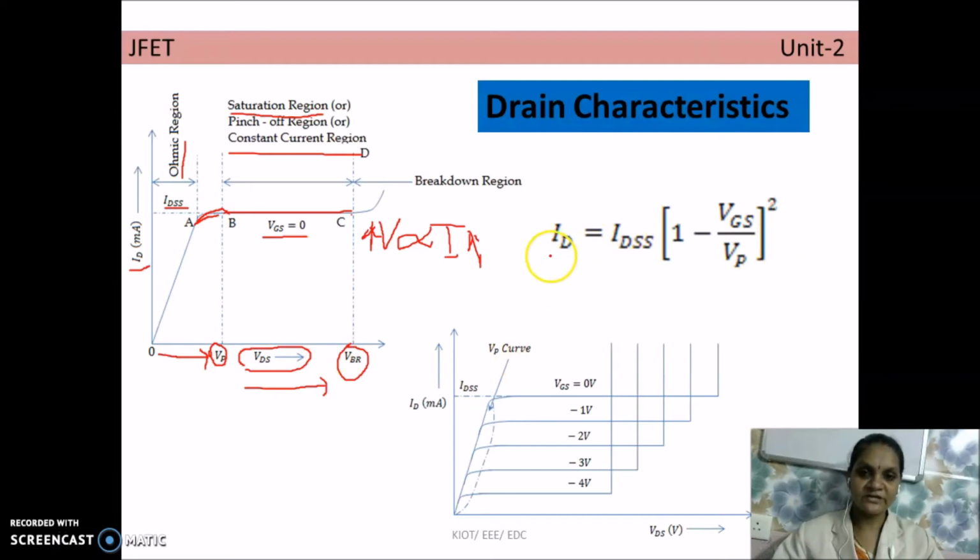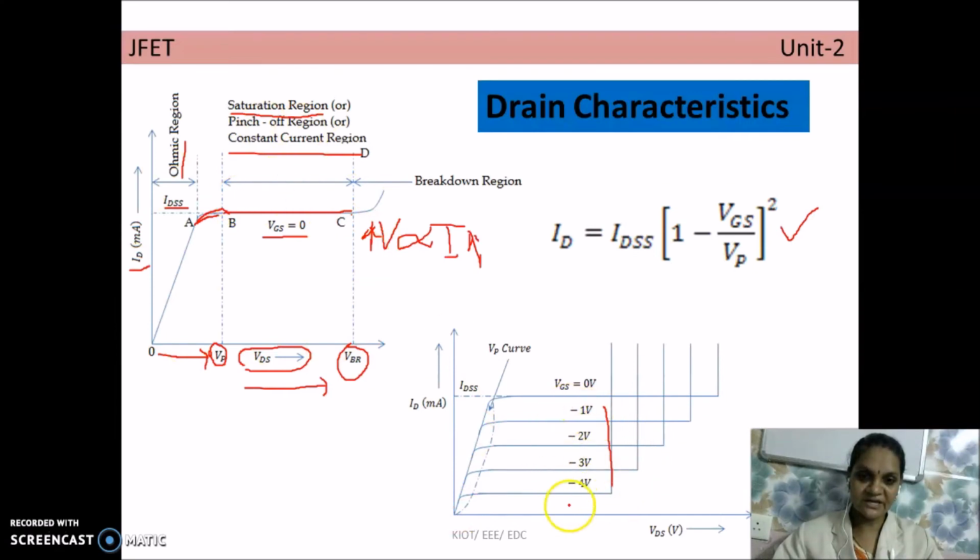This was found out experimentally. So ID equal to IDSS into 1 minus VGS by VP whole square. This expression is important in solving the problems. And this is the family of curves for increasing the value of VGS in negative direction. So initially this is case 1, that means VGS equal to 0.